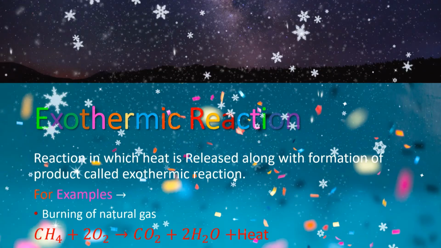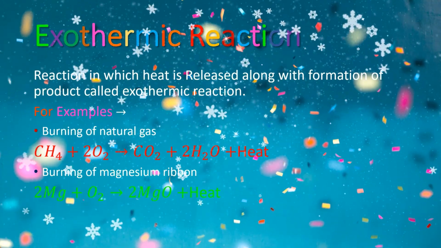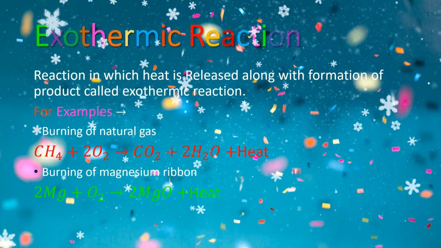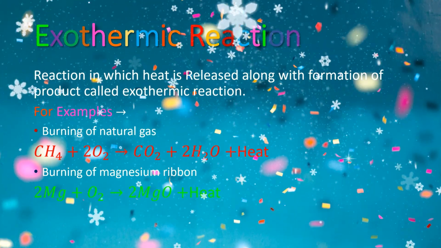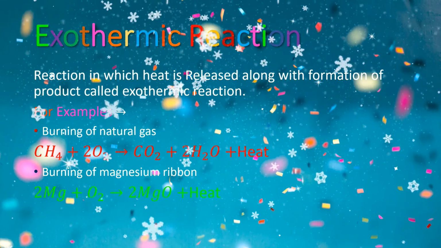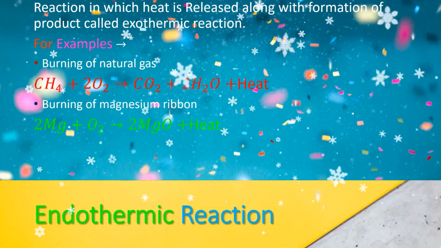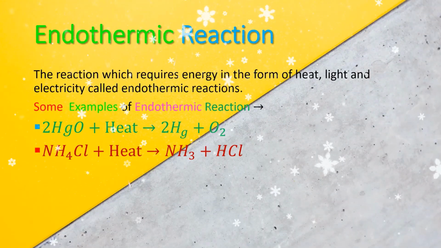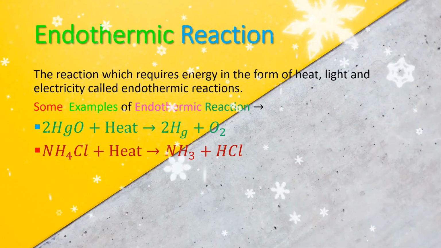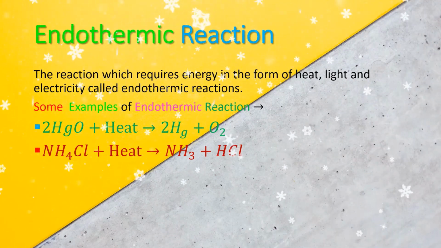Exothermic reaction. A reaction in which heat is released along with formation of product is called an exothermic reaction. For examples, burning of natural gas and burning of magnesium ribbon. Endothermic reaction. A reaction which requires energy in the form of heat, light or electricity is called an endothermic reaction. Some examples of endothermic reaction.